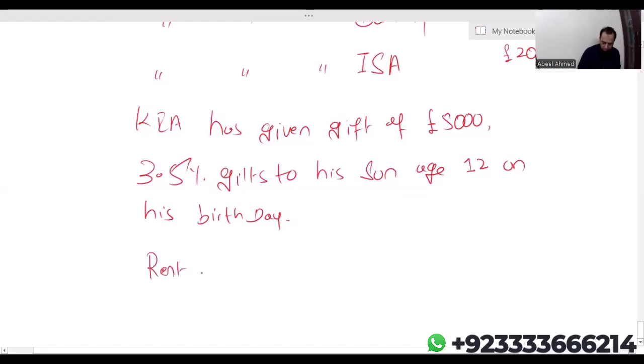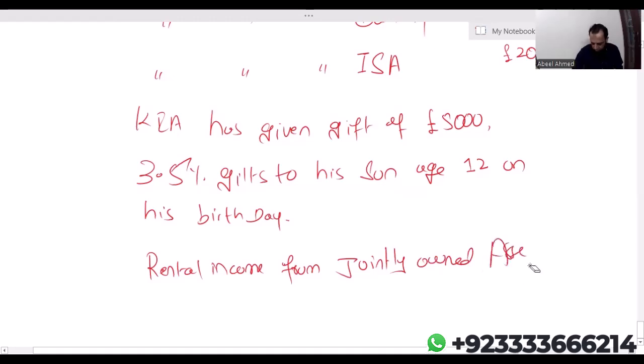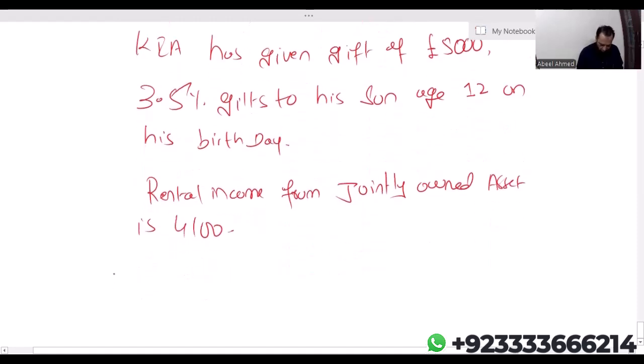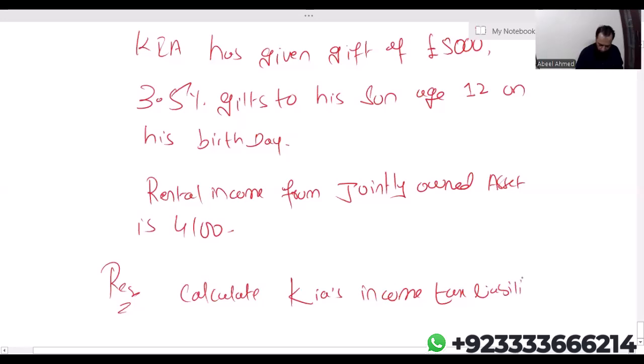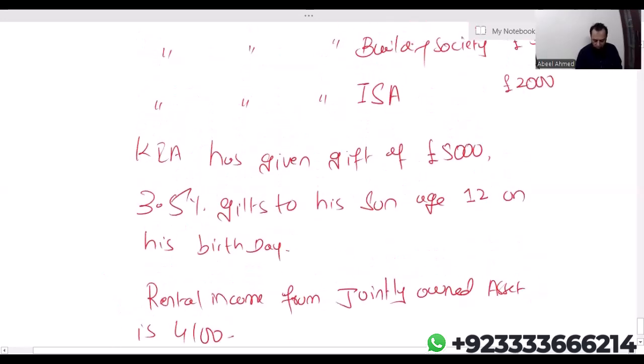Rental income from jointly owned asset. Rental income from jointly owned asset is 4,100. Required: calculate Kia's income tax liability. Okay, we have to calculate Kia's income tax liability.